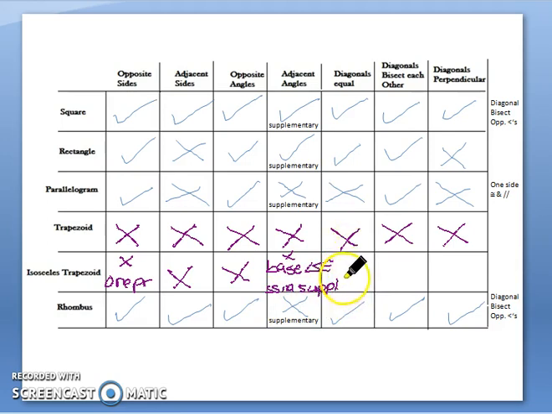Are the diagonals equal? Yes, they are in an isosceles trapezoid. Do they bisect each other? No. Do they meet at a 90-degree angle? No. And that ends our properties on trapezoids.